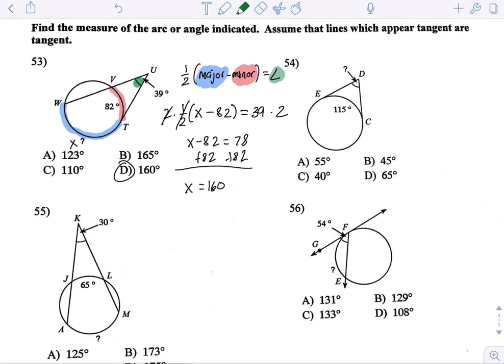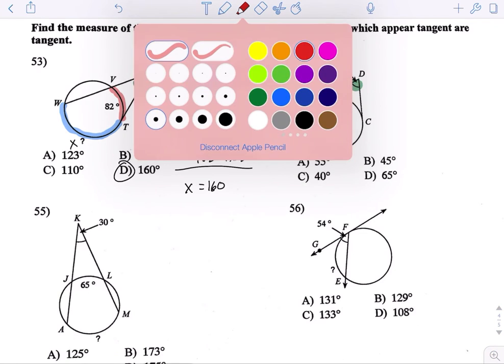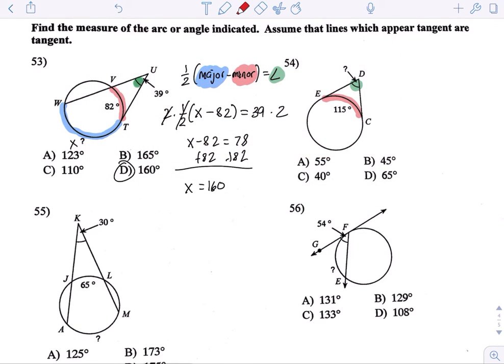Okay, this one over here, here's the angle, which is what we're solving for. Here is the minor, and here is the major. Okay, so now we don't know what the major is, but remember that minor arc and the major arc for these types of circles is equal to 360. So 360 minus 115, you guys, is 245. So this blue is 245 degrees.